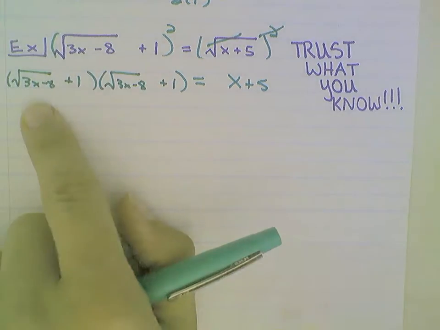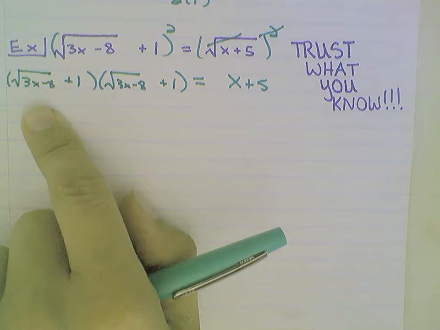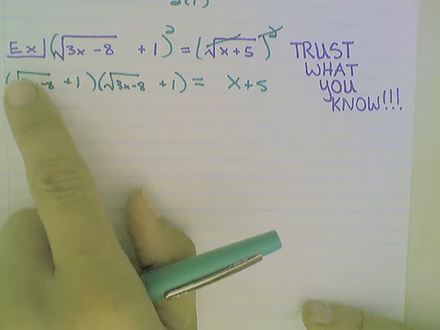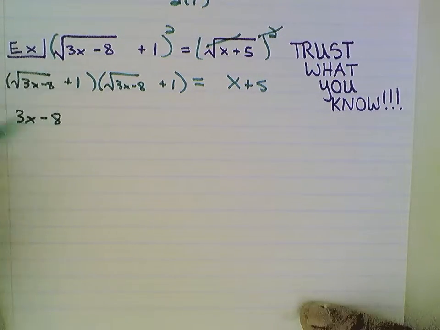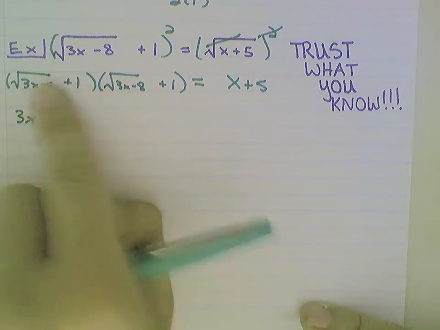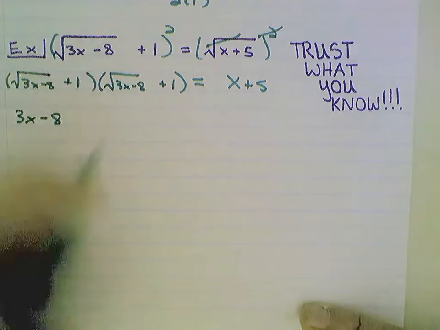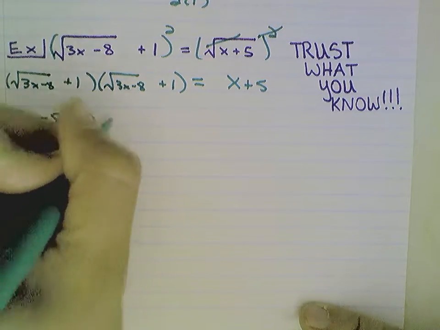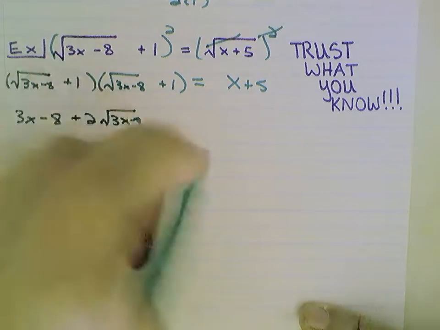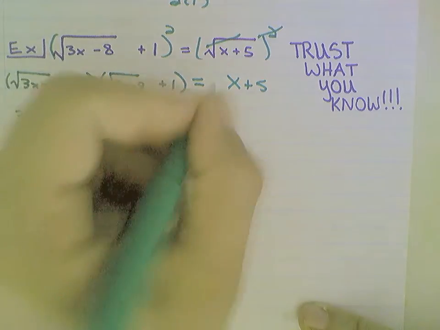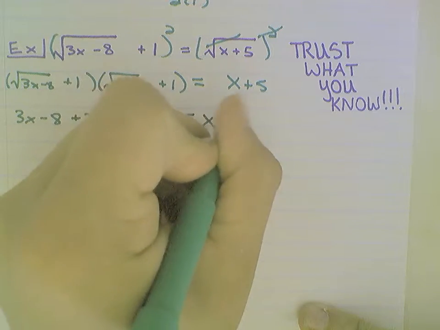Well, to multiply two binomials, I use FOIL. So I multiply the first times the first. Well, that just gives me 3x minus 8. I then double the product of the two, so I'm going to get 2 radical 3x minus 8, and then when I take 1 times 1, I'll get positive 1, and that's going to be equal to x plus 5.